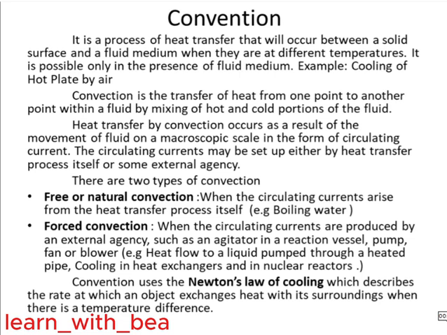This current can either be set up by the heat transfer process itself, or by some external agent. So we have two types of convection. We have the free or natural convection, and the forced convection. For free convection, the circulating current arises from the heat transfer process itself. If it is by itself, it is natural or free convection, for example in the boiling of water.